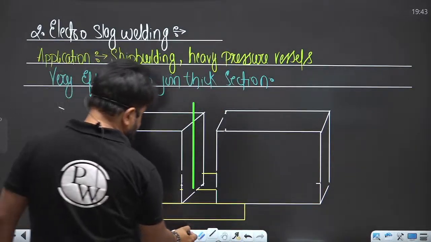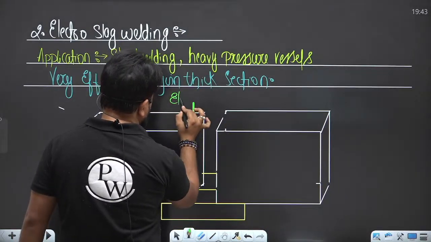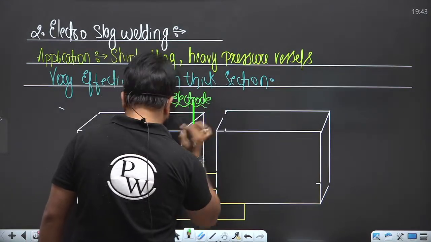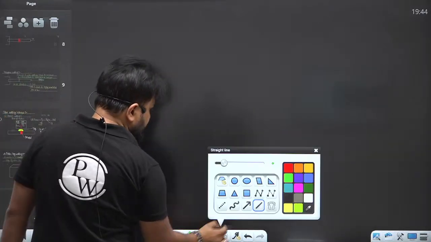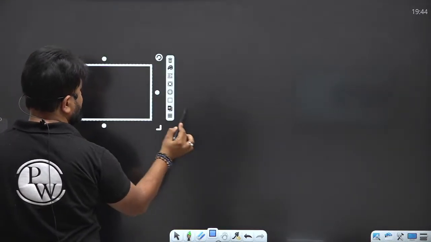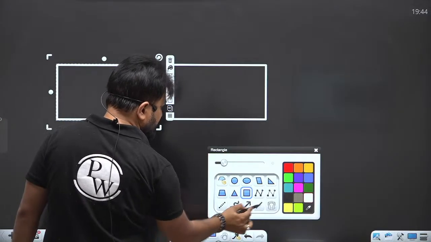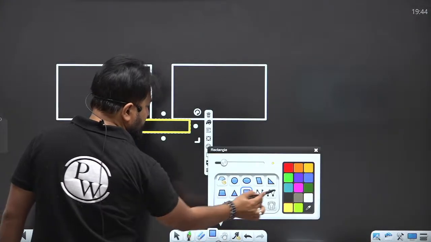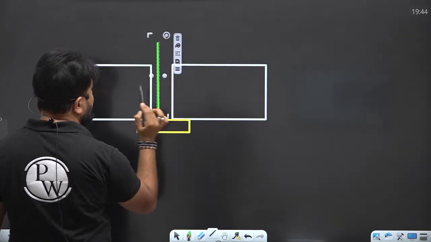This is the electrode. Now, please see here. The same plate I'm going to draw, but in a two-dimensional figure. This is the two-dimensional figure, and at the base there will be a starting plate, and here this is the electrode. When you touch and separate, right?